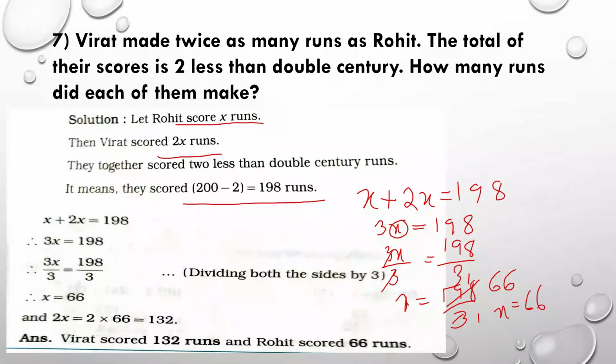So what did x stand for? Rohit's score. So Rohit's score is 66. And Virat's score is twice that of Rohit. So 2 into 66, that is 132. So Virat's score is 132 runs and Rohit's score is 66 runs.